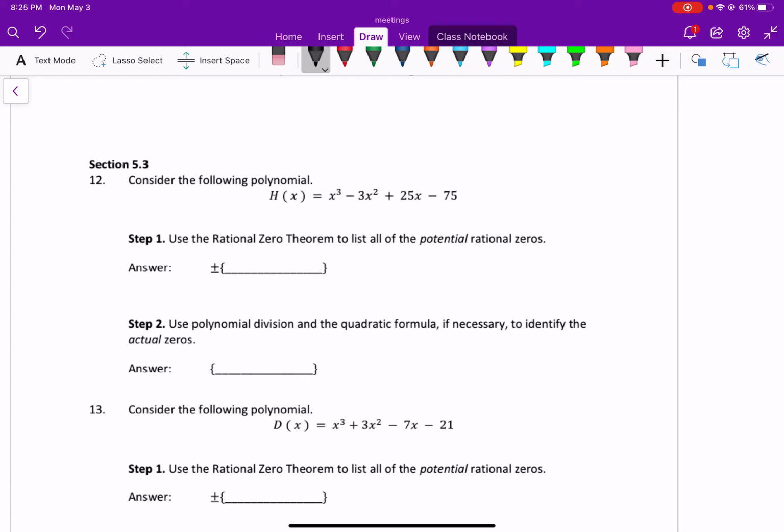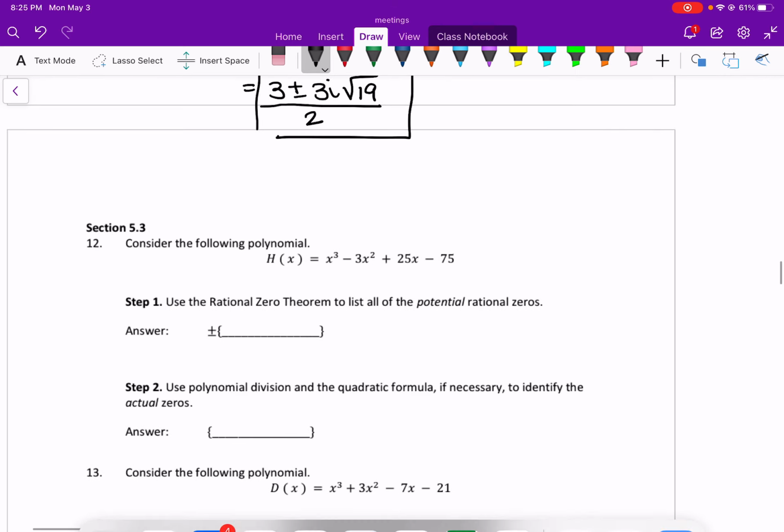So remember to do this, we have to find our p-value, which is going to be the last number in our problem, in this case 75. And we're going to do plus or minus, our little curly Q here, and we're going to go through the factors of 75. So like 1 and 75.